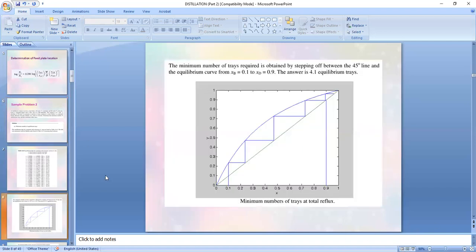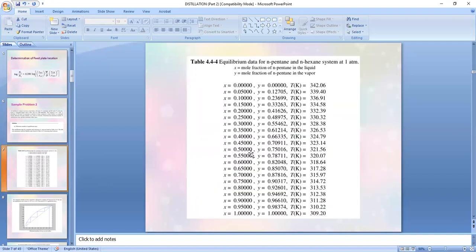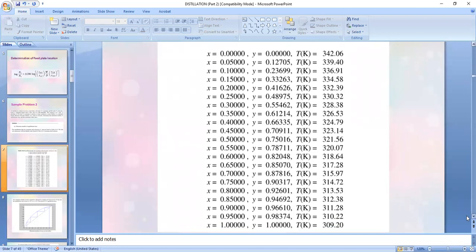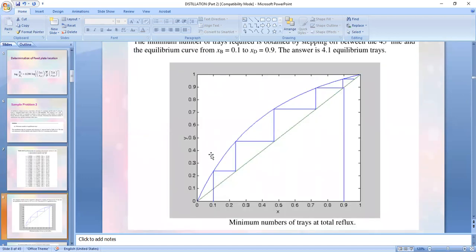Okay, so we'll just make this bigger. So this is the table that I was referring to. Now, if you are going to graph the pair of X and Y values in the table, this would be the curve that you will be producing. You just simply connect the endpoints of this curve by a 45-degree line. You have this. Graphically, you can determine the minimum number of stages like this.